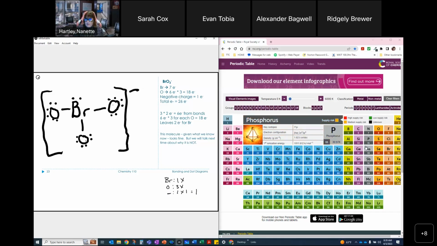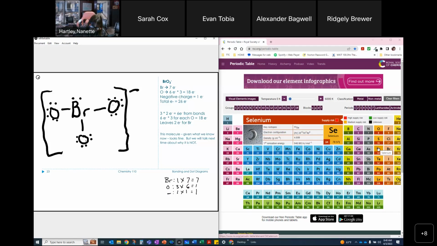If I look at my bromines, they're right here. Okay, since they're halogens, that means they have 7 valence electrons. 2 from the S, 5 from the P. So the bromine has 7. Oxygen, being a chalcogen, has 6. Okay, 2 from the S, 4 from the P.